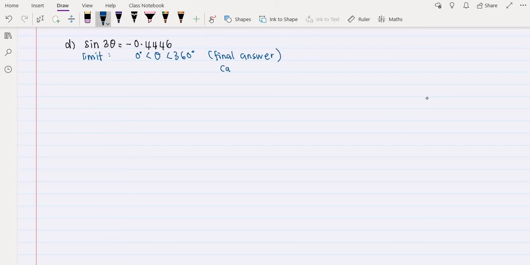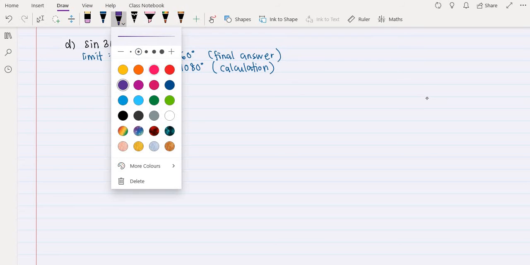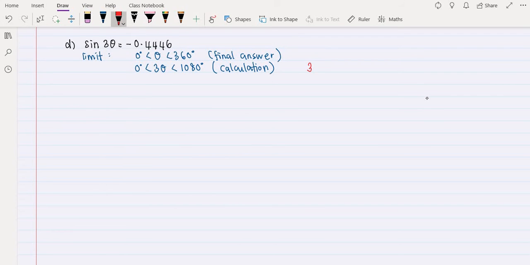As for our calculation, our limit will have to be changed from 0 degree and then 3 theta. Okay, so we are going to multiply everything by 3, and we will get 3 theta must be greater than 0 degrees and less than 360 degrees multiplied by 3, and that gives us 1080 degrees. That means here we are going to have how many full rotation? We are going to have 3 full rotation or 3 full cycle.